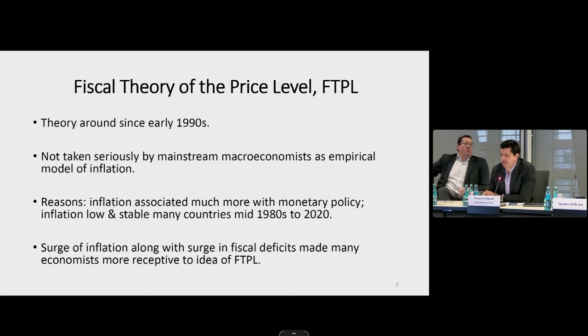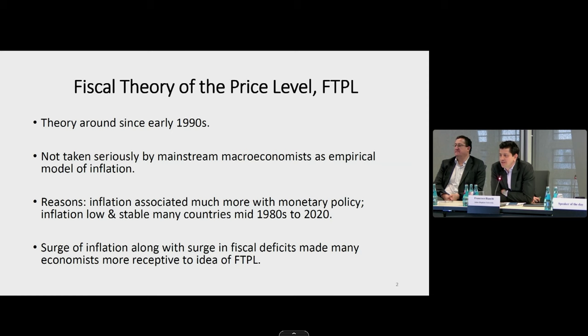And what we are interested in doing in this paper is to understand the cross-sectional inflation episodes in the post-COVID period through the lens of the fiscal theory of price level. So this is mostly Robert speaking, the first two bullet points. This theory has been around since the early 90s.